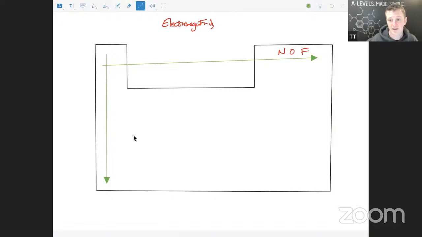So the last two explanations are exactly the same. Absolutely, increasing shielding. So it's all linked. Atomic structure is so important. Okay, so let me get rid of these.